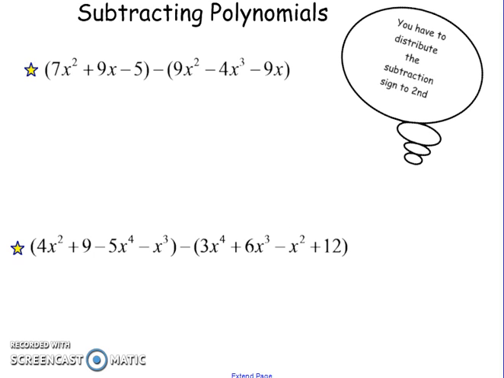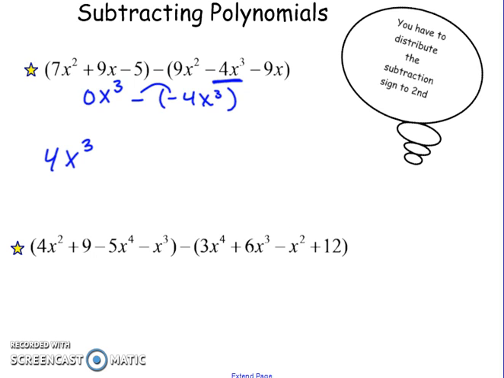So again, I'm going to look for the highest exponent. So negative 4x cubed. There's no other x cubed. So there's really like a 0x cubed over here, since it's not over there. And then I'm subtracting a negative 4x cubed. So I'm going to end up with a positive 4x cubed.